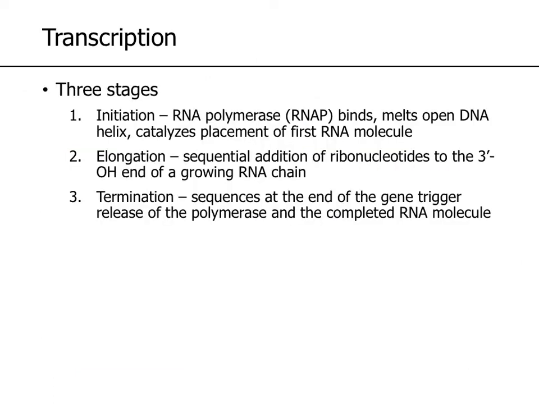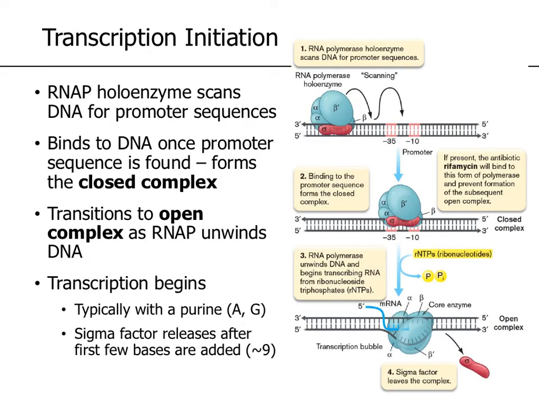All right, so transcription has 3 different stages: initiation, elongation, and termination. In the initiation stage, RNA polymerase binds and melts the DNA, and then catalyzes the placement of the first RNA molecule. In elongation, you just keep getting the addition of each new nucleotide. And in termination, there are specific sequences that result in the ending of transcription, and we'll talk about those sequences specifically. All right, so first for initiation.